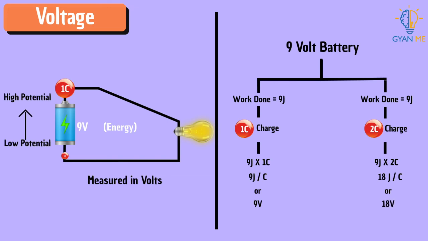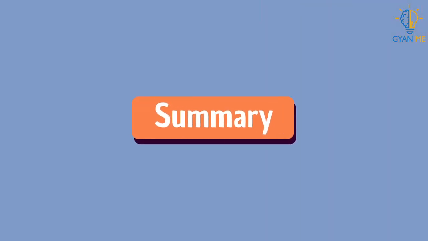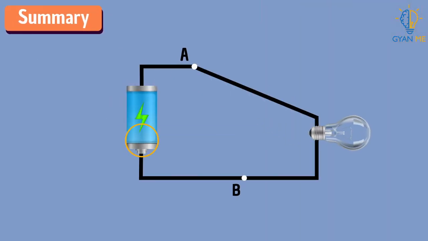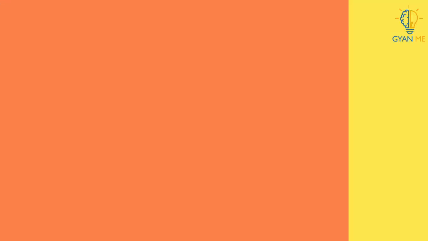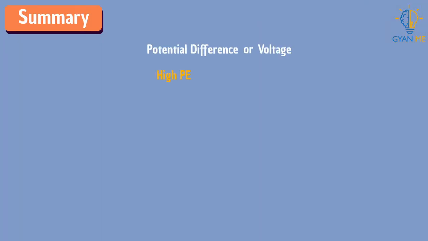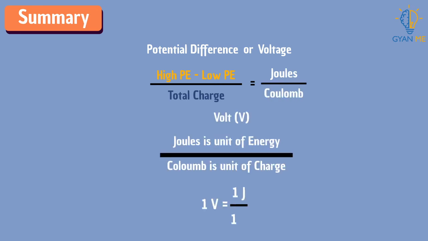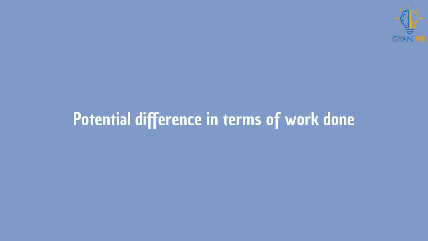So students, we have seen what is potential difference. We can define potential difference as the change in potential energy of a charge moved from one point to another divided by the charge. Also we learned that the unit of potential difference or voltage is volt, and can be written as 1 volt equal to 1 joule per coulomb. In the next video, we will see potential difference in terms of work done.